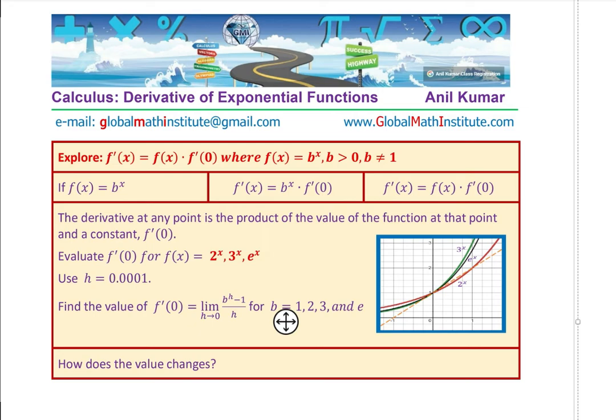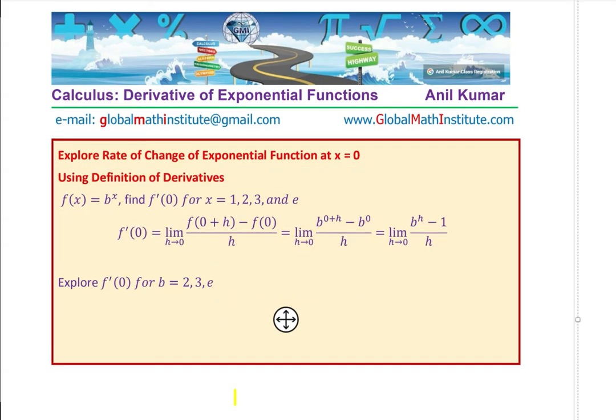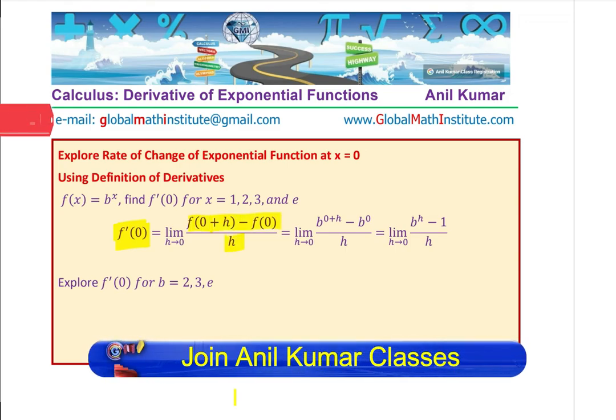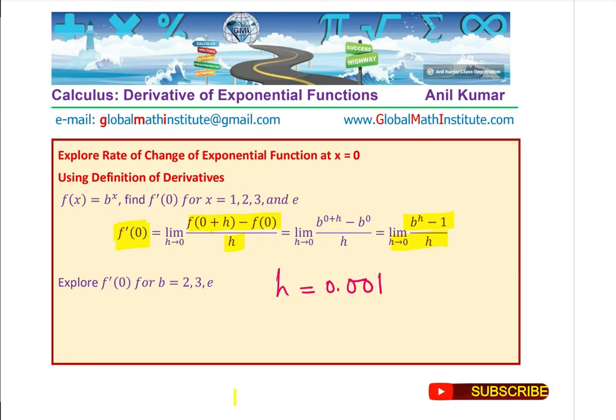So how do we explore this? We'll use the difference quotient method to explore, right? So basically, to find the derivative at 0, we'll again use the same basic definition, right? And in that case, what we have is this particular value. So let us take a small value of h. So let h be equal to 0.001, right?